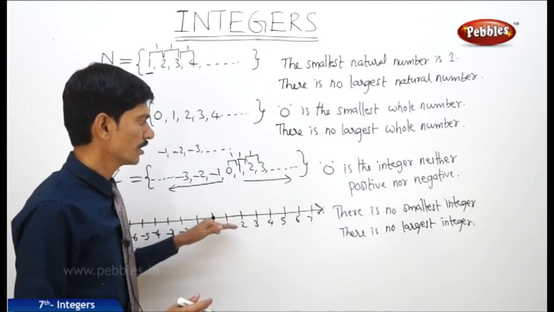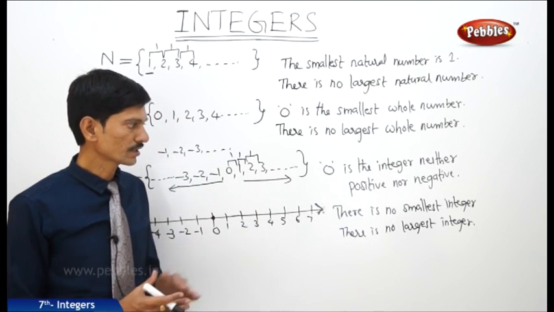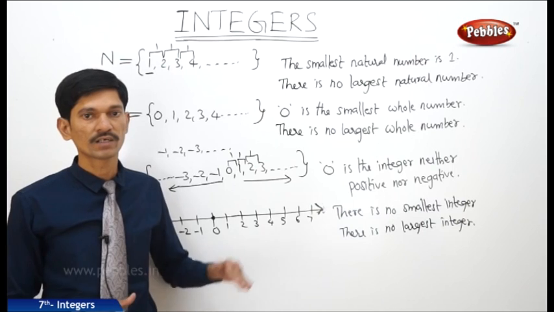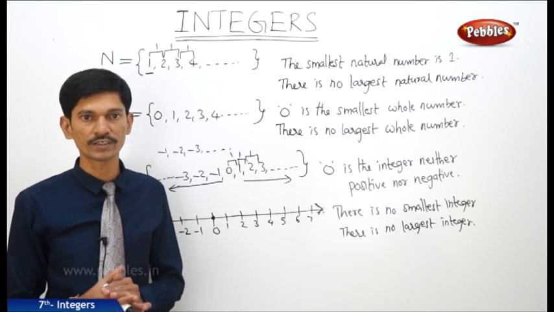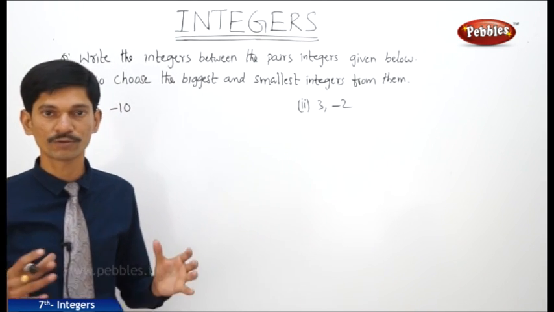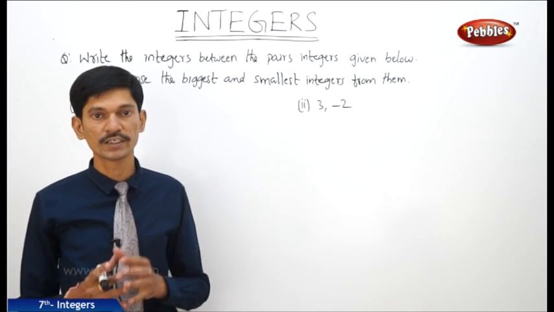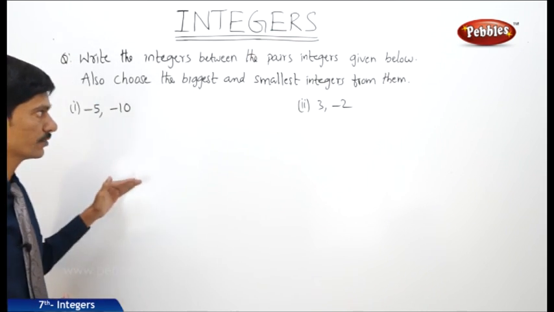Now we are already familiar with integers from your previous class, but in this class we will also learn the operations on integers and we will also learn the properties of integers in detail. Now we have discussed what natural numbers, whole numbers, and integers are, and we have represented integers on the number line. Now we will solve a few problems.